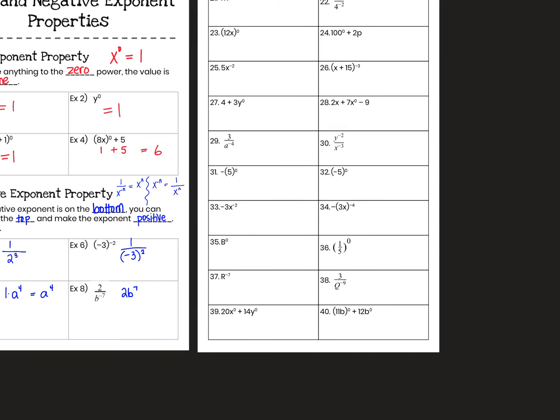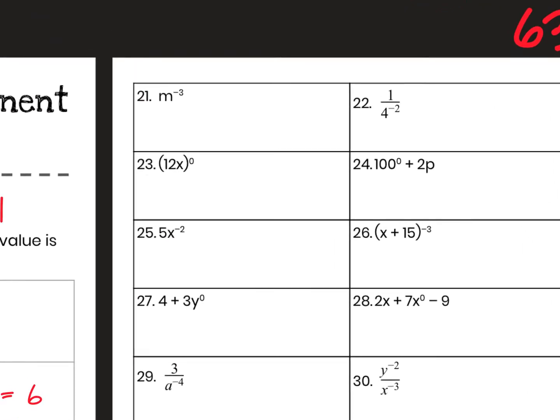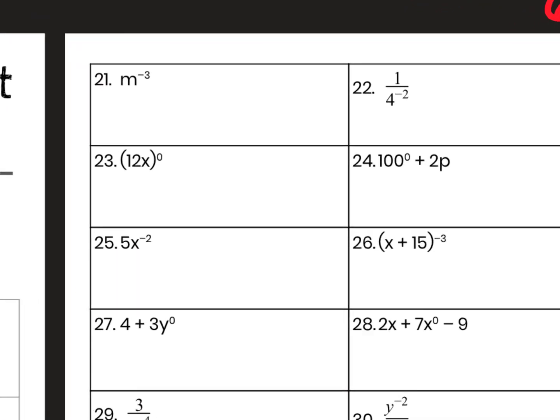I kind of messed up, guys, when I was typing this out. So some of y'all are going to have 1, 2, 3, 4 like normal. Some of y'all are going to look like me where it has 21, 22, 23, 24. Honestly, the numbers don't really matter. What I'm looking at is the expression.